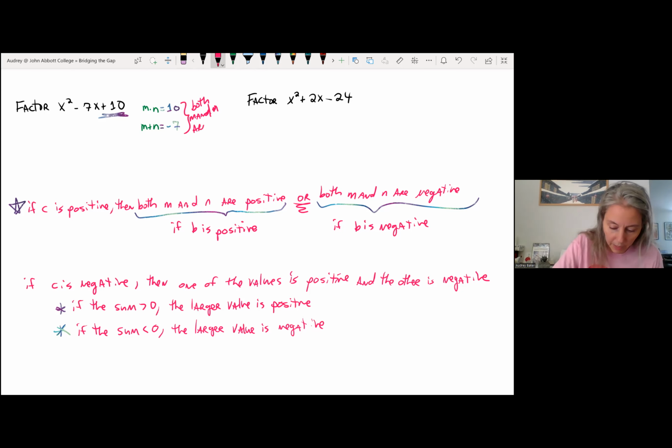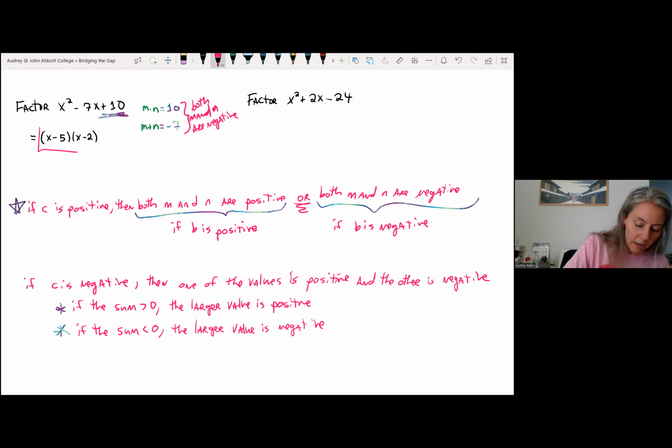So then what two values multiply together to give us positive 10 and add to negative 7? Well, if you think about it, it should come pretty quickly. That is going to be 5 and 2. 5 times 2 is 10, but negative 5 minus 2 is negative 7. So then we have both of those values being negative.